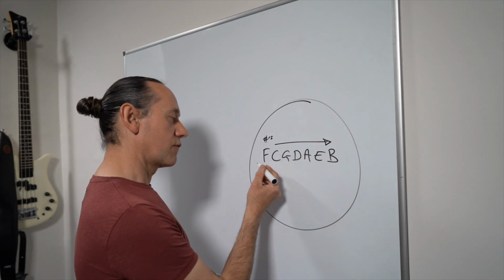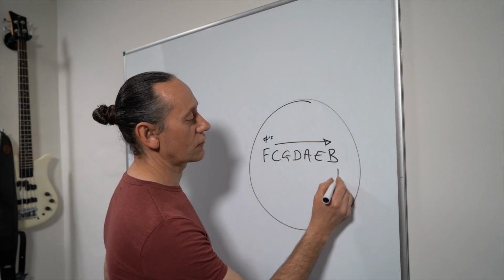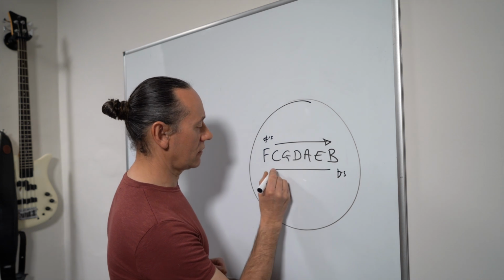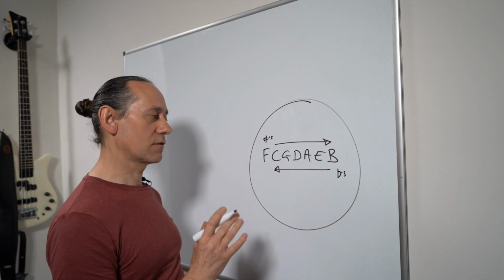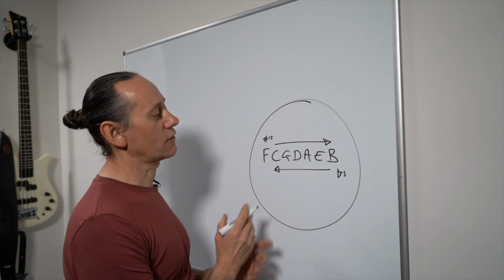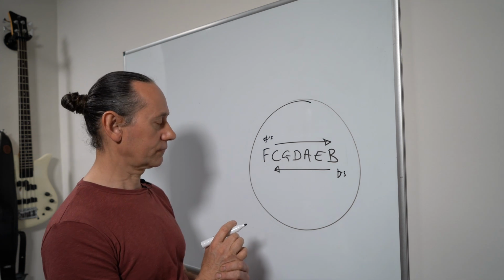If you read this from right to left, it gives you the order of flats. So it's really very useful and definitely the heart of the circle of fifths.